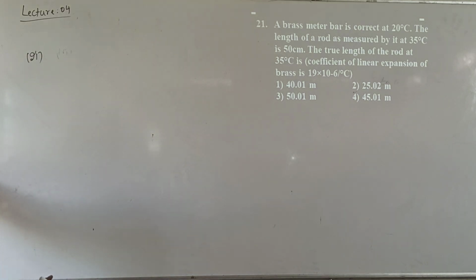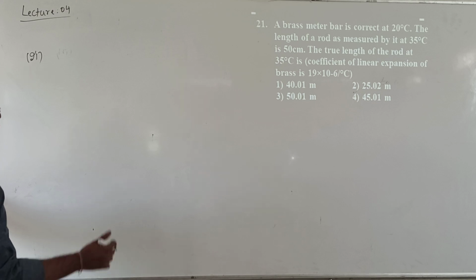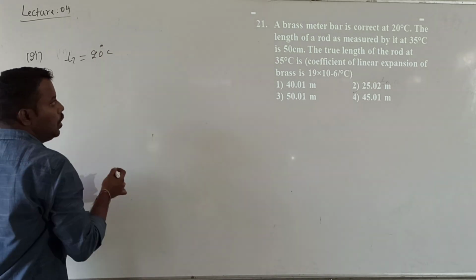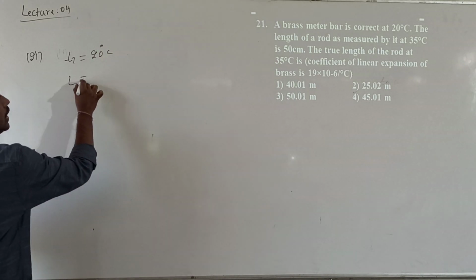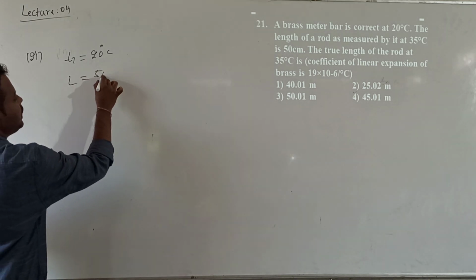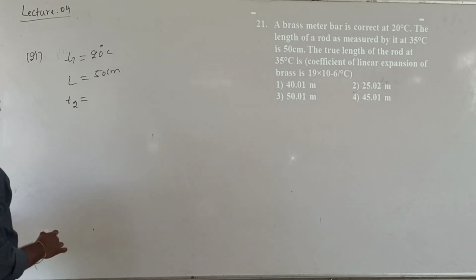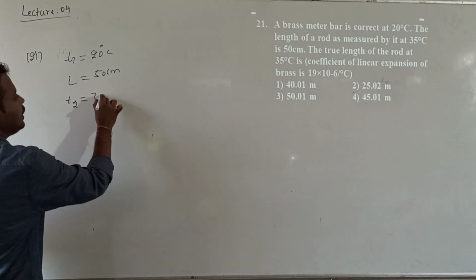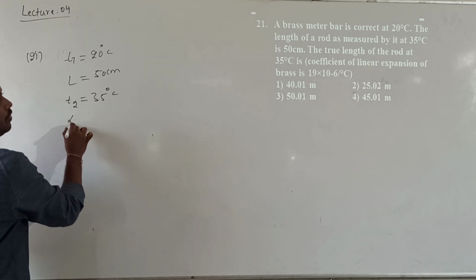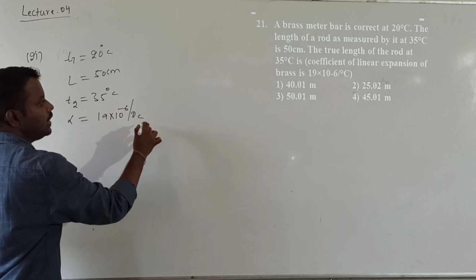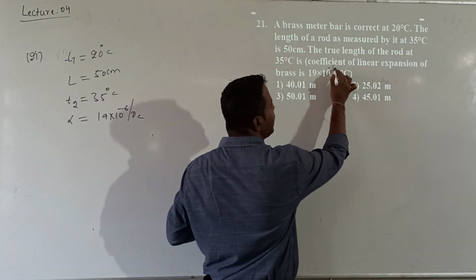What they have given is a brass meter bar corrected at 20 degrees Celsius. Okay now, what is the initial temperature? T1 is equal to 20 degrees Celsius. The length measured using that brass meter bar is 50 centimeters. They are asking us to calculate the true length at what temperature? 35 degrees Celsius. Alpha of brass is given as 19 into 10 power minus 6 per degree centigrade. Printing mistake, this is 10 power minus 6.